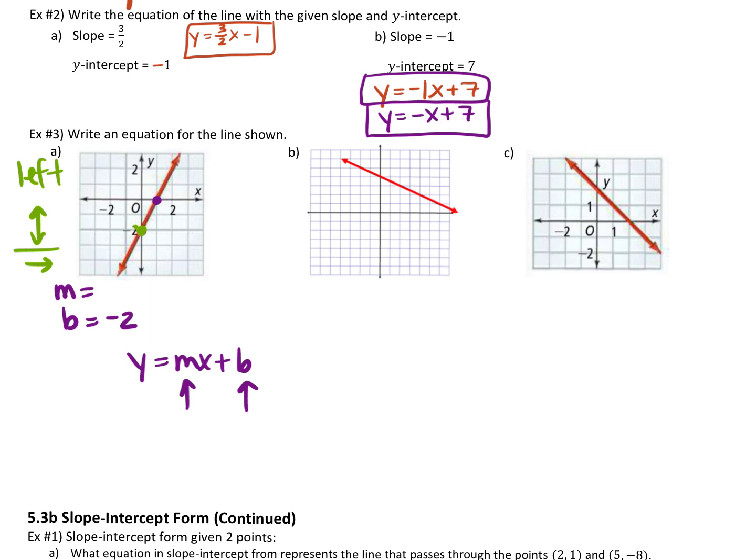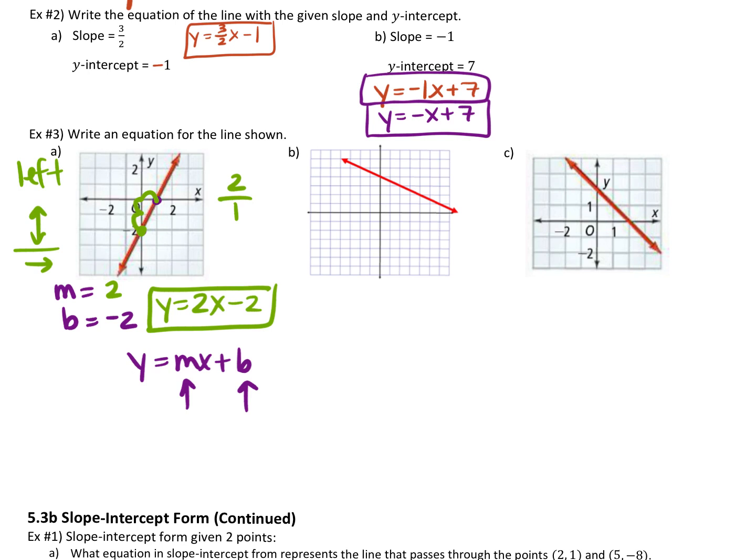So my rise would be 1, 2. My run is 1. So 2 over 1, we can just write that as 2. And then we're going to put that into slope-intercept form. Y equals 2x minus 2. Okay, so that will be your equation.